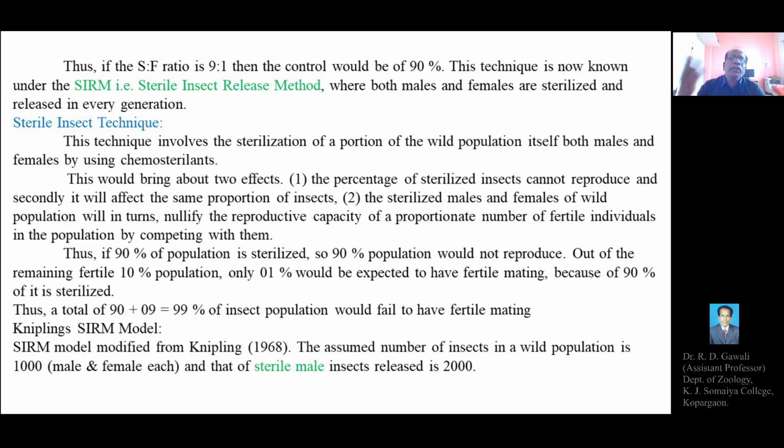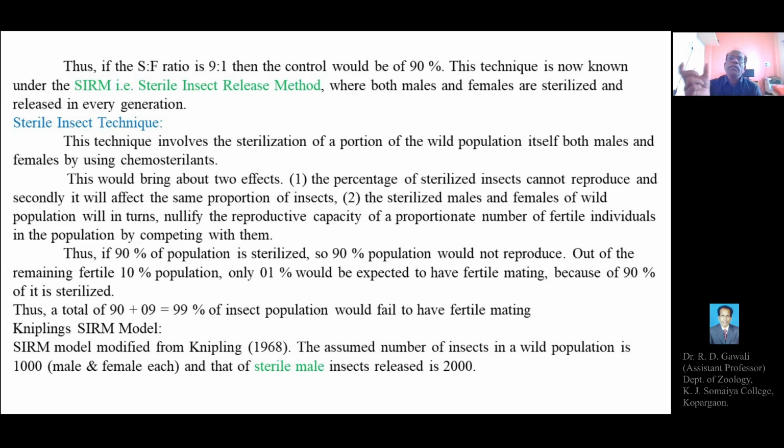For example, we can use the sterile fertile ratio of 9:1, then the control would be 90%. This technique is now known as SIRM, that is, sterile insect release method, where both males and females are sterilized and released in every generation. So this is another example of the sterile male technique.